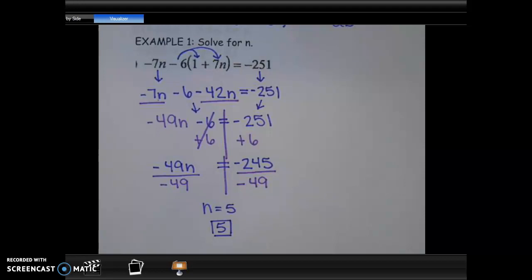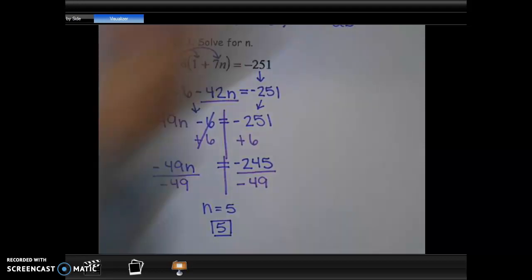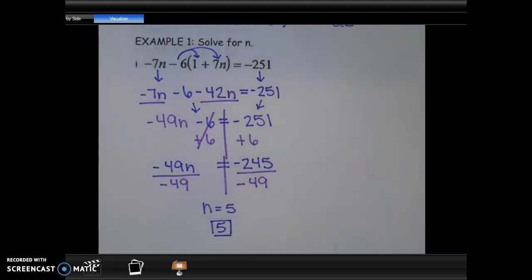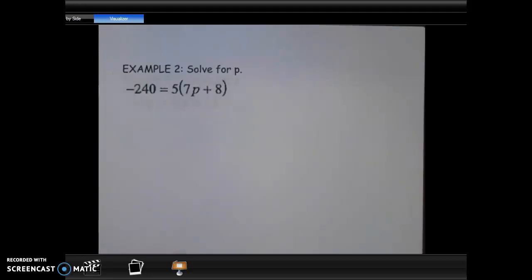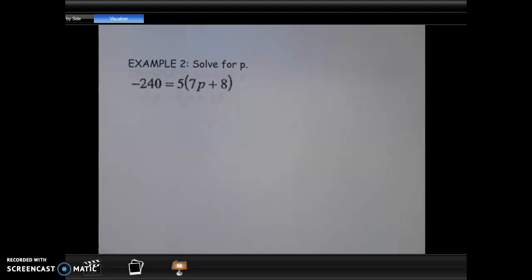Okay? We're going to do plenty of other examples to help you out. Okay? So here we go. Example 2. Solve for p. So again, let's look and see what we have going on.